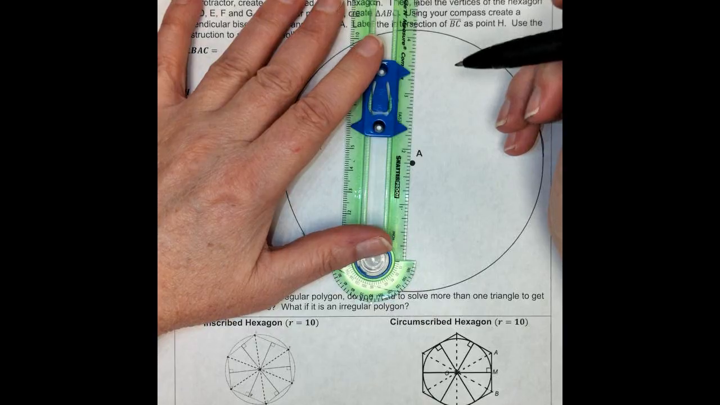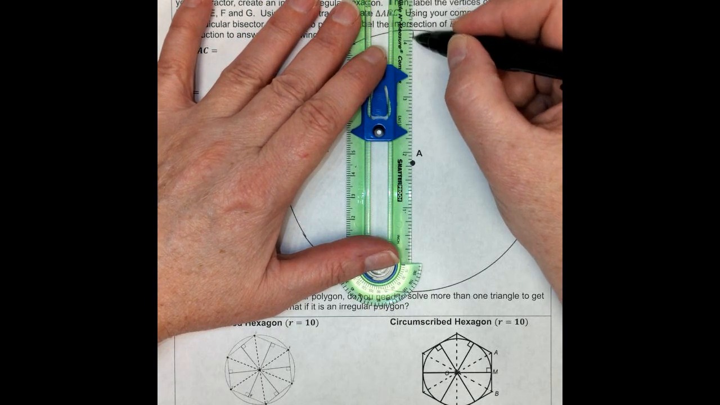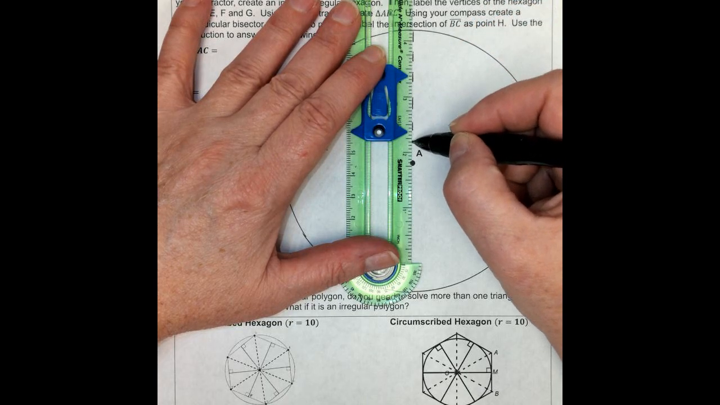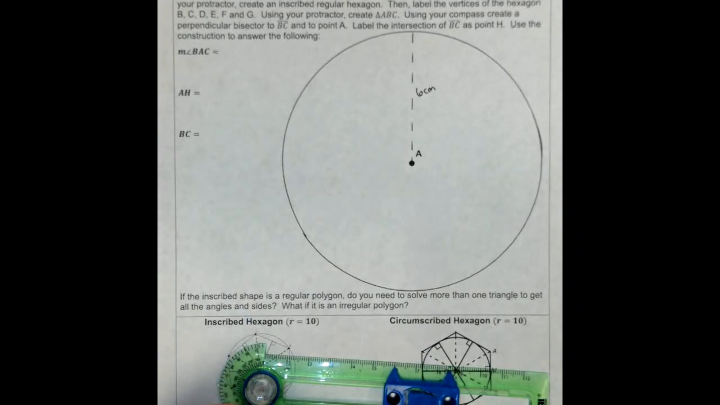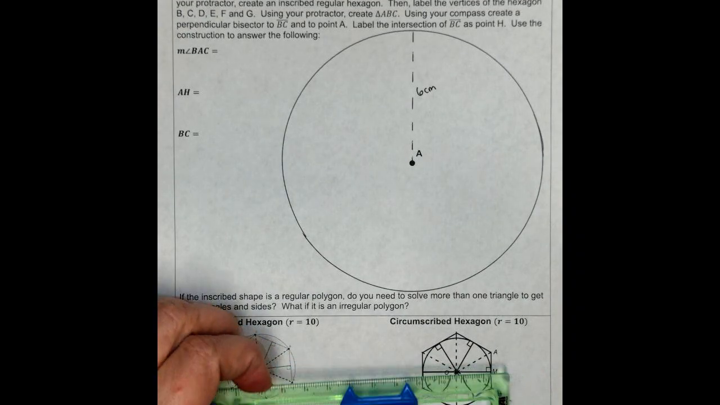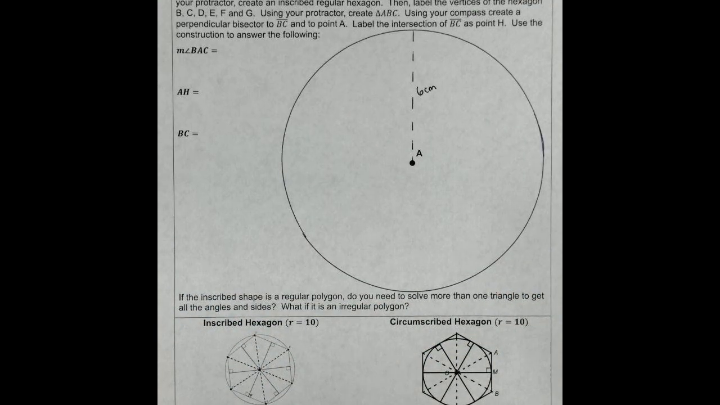Alright, and like I always do, I'm going to create a radius here so I remember that my radius is 6 centimeters. Alright, so next it says use your protractor and create an inscribed regular hexagon. So regular means that all the side lengths are the same length. It also means that the interior angles are going to be the same.